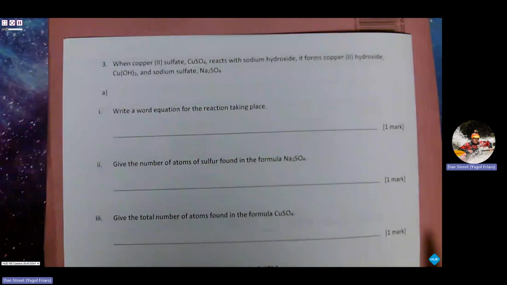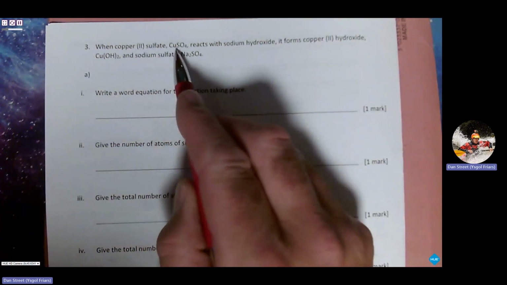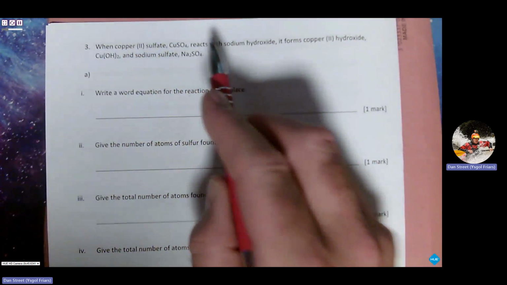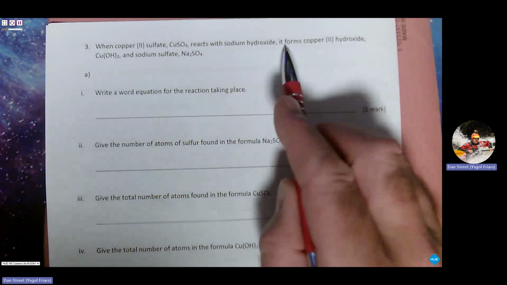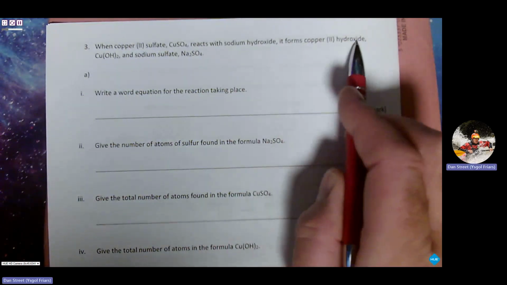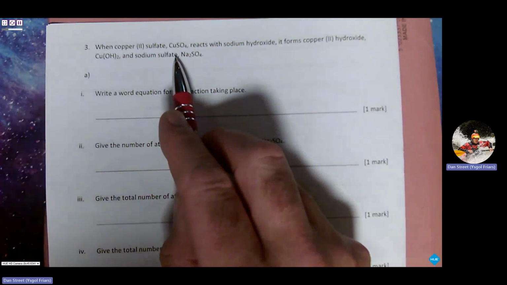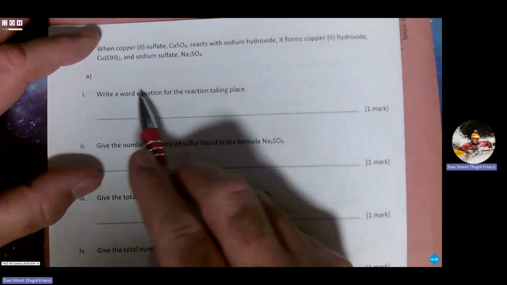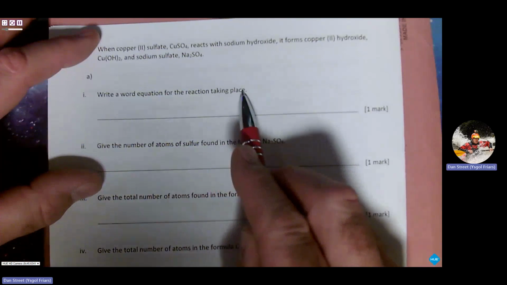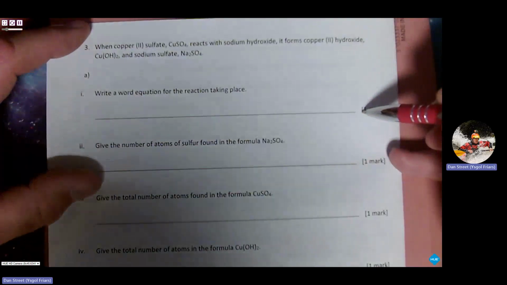Okay, here's question 3. Question 3 tells us that when copper sulfate, which has the formula CuSO4, reacts with sodium hydroxide, it forms copper 2 hydroxide and sodium sulfate. Okay, and the first question says write a word equation for the reaction taking place. So basically we've got a lot of words in here and we need to rewrite them as a word equation.